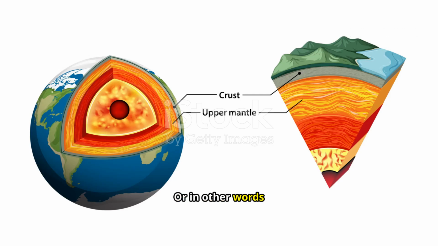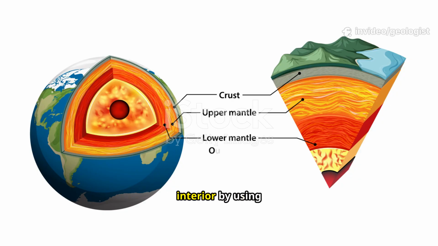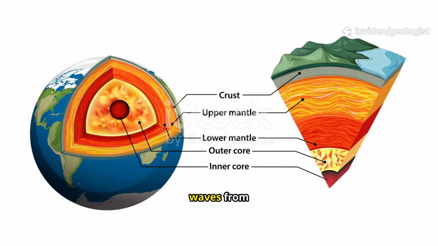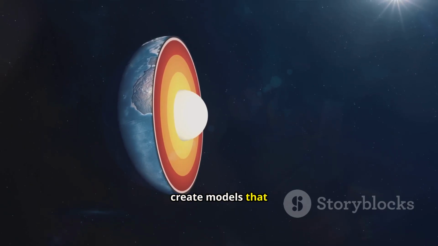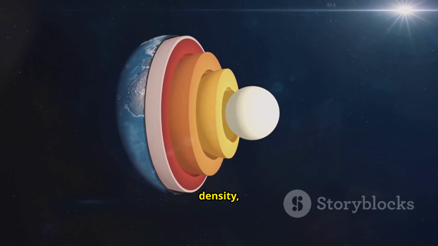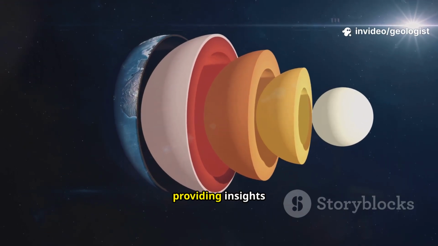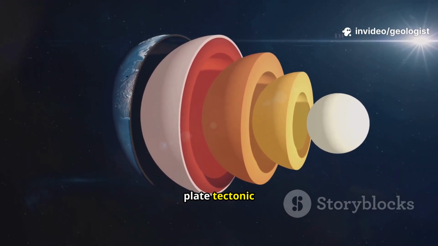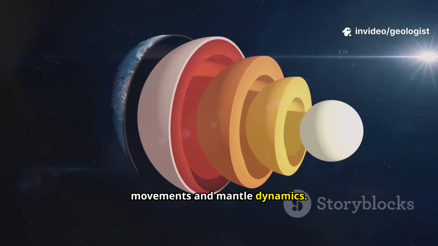Or in other words, seismic tomography produces 2D and 3D images of Earth's interior by using seismic waves to map subsurface structures or layers. By analyzing seismic waves from earthquakes or explosions, geoscientists can create models that reveal variations in temperature, density, and rock composition, providing insights into processes like plate tectonic movements and mantle dynamics.